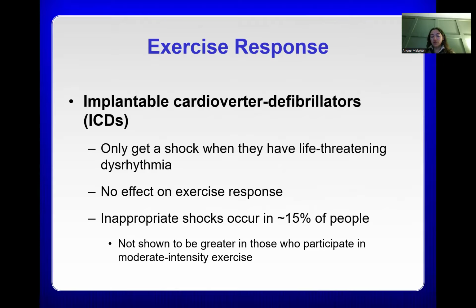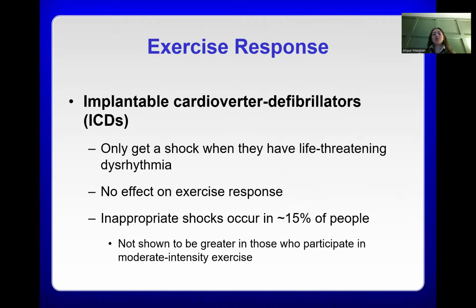Now, unfortunately, even though this is great technology, sometimes inappropriate shocks occur, and it occurs in about 15% of people who have an ICD. What we mean by an inappropriate shock here is basically when they have normal sinus rhythm, everything's fine, and then it delivers a shock. It could be for a variety of reasons, but what you should know as the trainer, coach, or exercise physiologist is, one, these shocks are not shown to be greater in those who participate in moderate intensity exercise, so it's not exactly related to intensity.